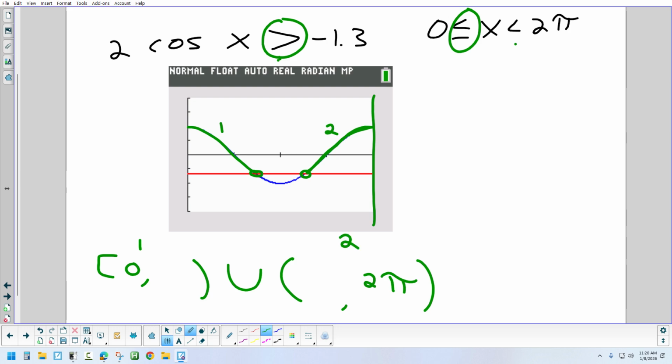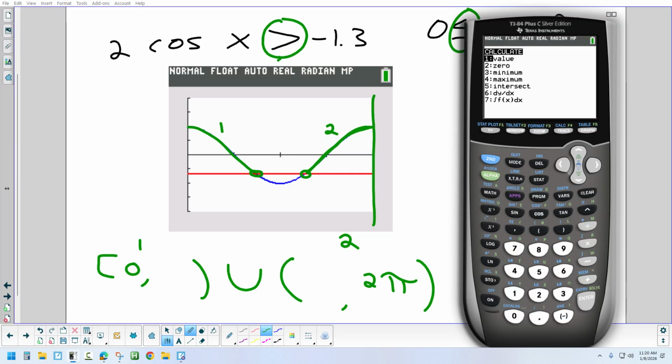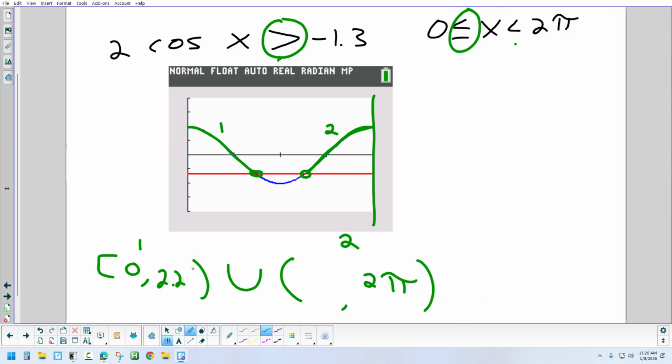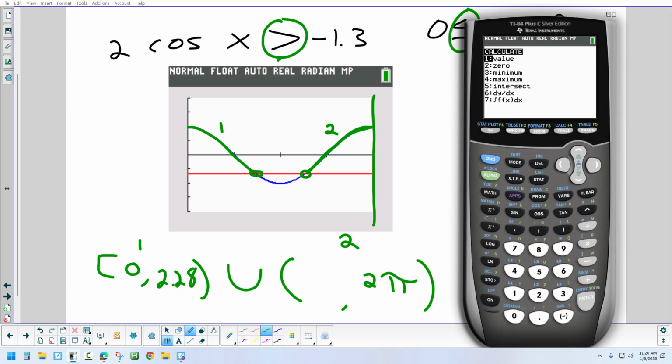Now we need the intersect. So we have to figure out where interval 1 stops, which is second calc intersect. 2.28. And we have to figure out where interval 2 starts. So second calc intersect. So you still have to find the intersect, just like you're doing an equation. Your answer is just written a little different. And we've done intervals before. 4.00.